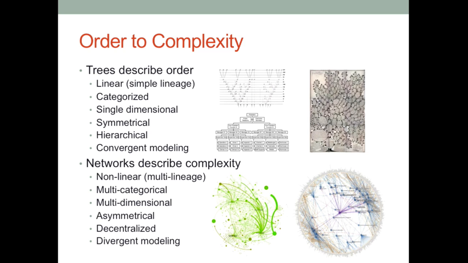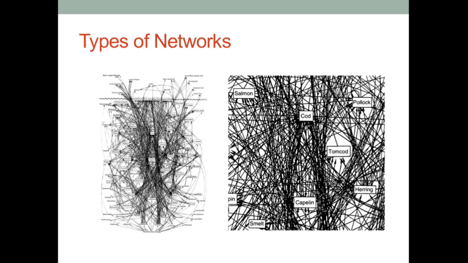Some things to think about, right? Trees might be good for linear, categorical, symmetrical, kind of convergent modeling, whereas networks allow you to do different things. Multi-dimensional, you can have different edges with different types, and it allows for more divergent modeling. And so, right tool for the right job. We'll go even faster through these.